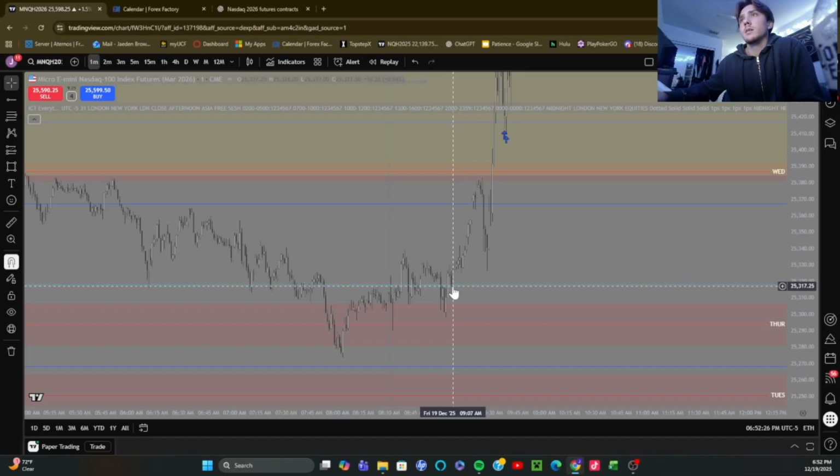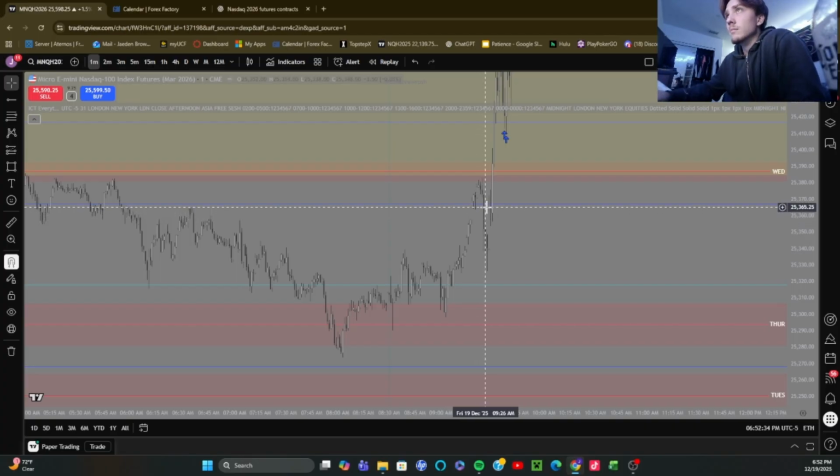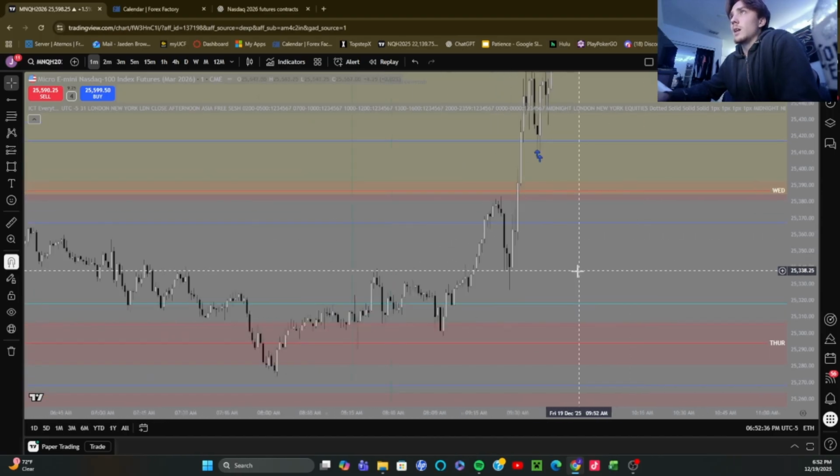At 9 o'clock, we rip higher, tap consequent encroachment pretty nicely. Then we start ripping higher. And then right at 9:30, we come down. But right before 9:30, I literally had this.